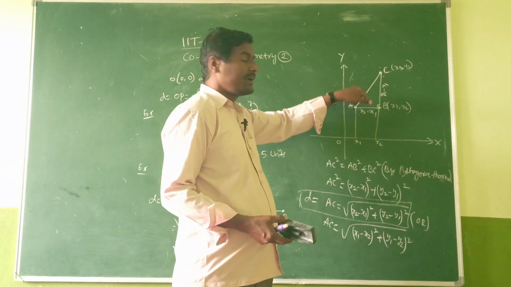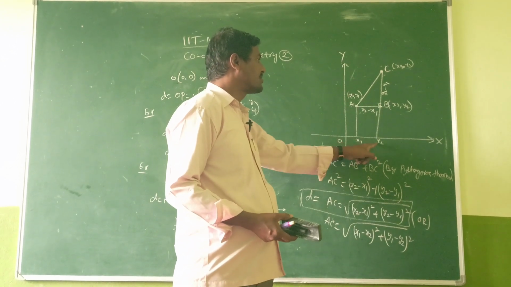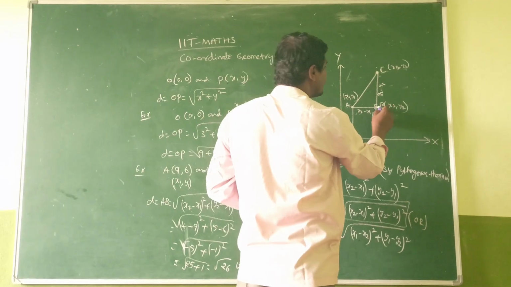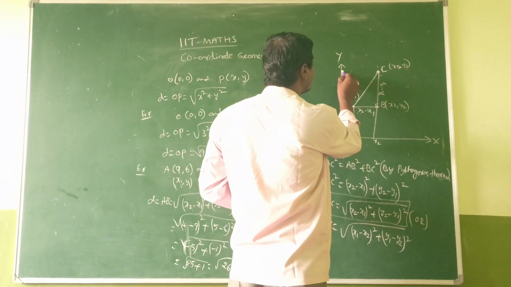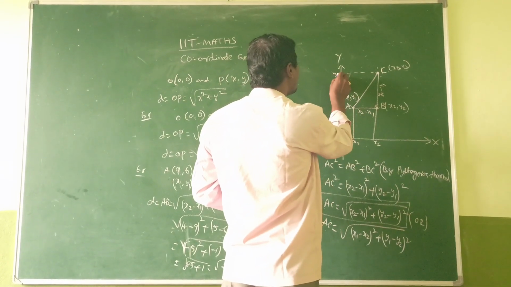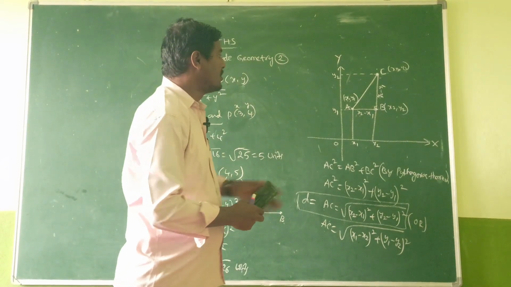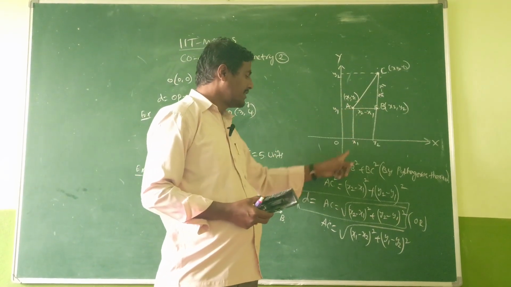This is the coordinate plane. So we have to take the points x1, x2. This is y1, y2. y2 minus y1. This is y2, this is y1. This is y2 minus y1. Using Pythagoras theorem, we have to derive the formula.